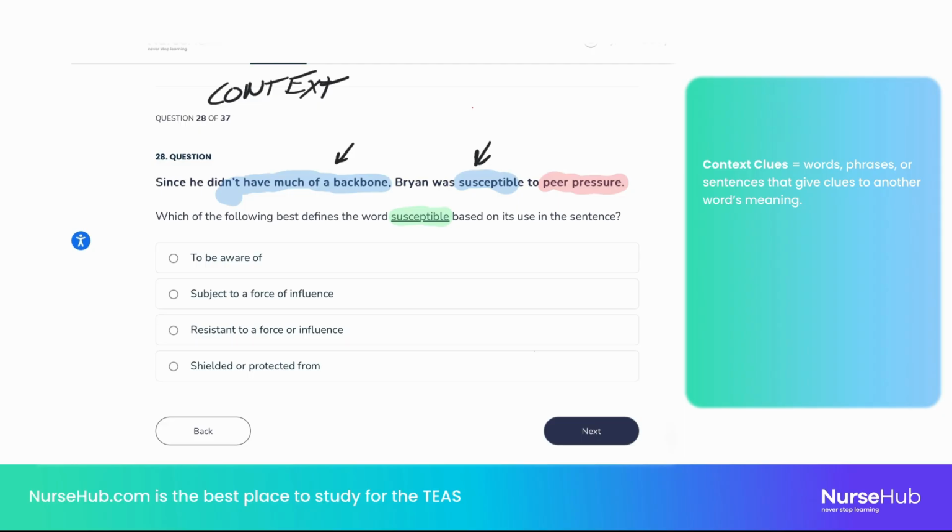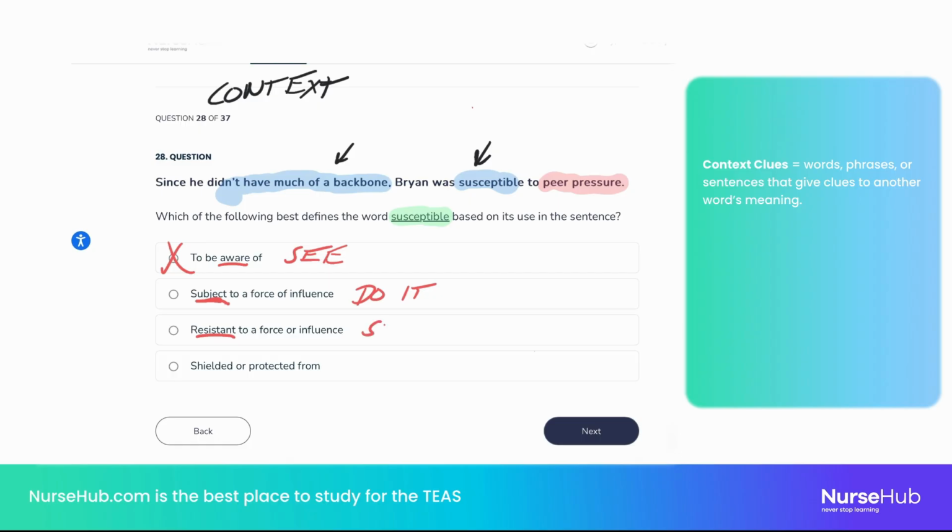Now, let's go through our answer options. Our first one, to be aware of. That means like, okay, I see the peer pressure. That's all it means. I see it, right? I'm aware of it means to sort of just see it and acknowledge its existence. So that one does not work here. Subject to a force or influence. Now, to subject means you are going to do it, right? So that one does kind of sound like it, but again, there might be a better option out there. So let's hold off for now. We don't want to make a decision yet.